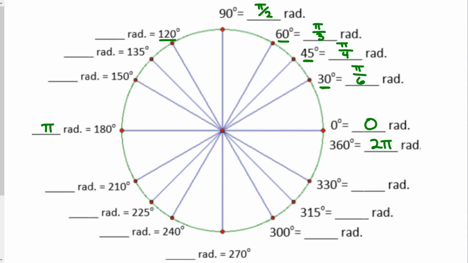Now let's work our way around to 120 degrees. 120 degrees is 2 times 60 degrees. So we have 2 times pi over 3, and that would be 2 pi over 3.